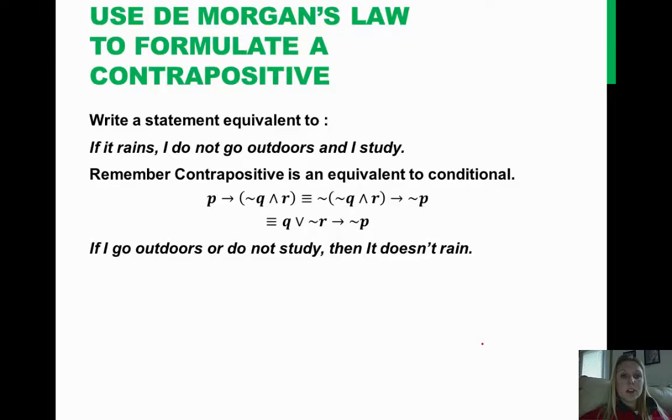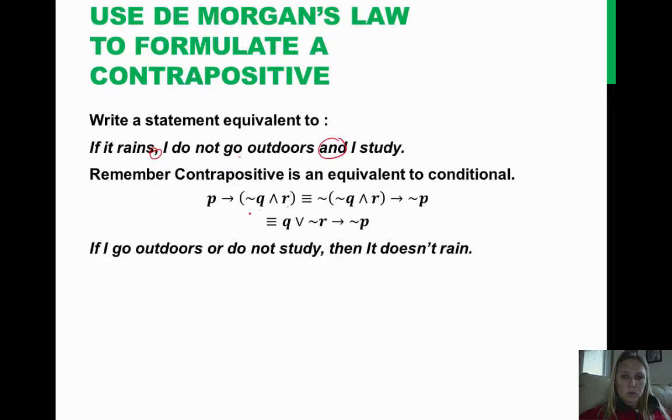Now, let's look at DeMorgan's law to formulate a contrapositive. Write the statement equivalent to, if it rains, notice there's a comma there, I do not go outdoors, and I study. So there's three parts to this. We have a P, Q, and an R. So we have P, then, notice that we have a comma, so we're going to use the parentheses. Do not go outdoors, so it'll be not Q and R. So what we want to do is find an equivalent, and remember that a contrapositive is equivalent to a conditional. We learned that earlier this week.